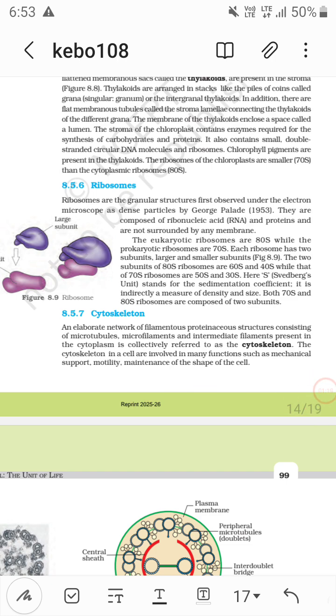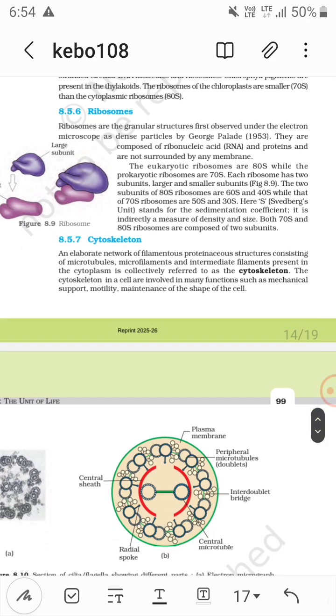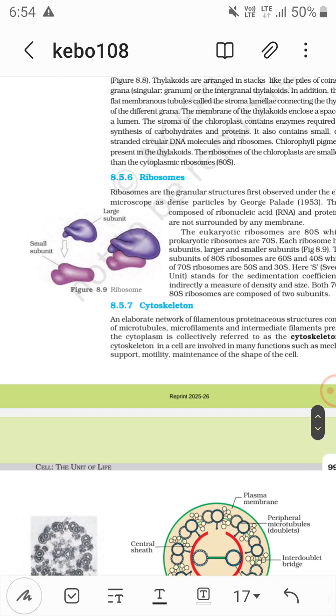Okay, so now each ribosome has larger and smaller subunits. So in 80S, it is 60S and 40S, and in 70S, that is 50S and 30S. Now S stands for sedimentation coefficient. It is indirectly a measure of density and size. So both 70S and 80S are made up of two subunits, a larger one and a smaller one. See in the diagram how the larger subunit and small subunit look, as it can be asked in the exam.